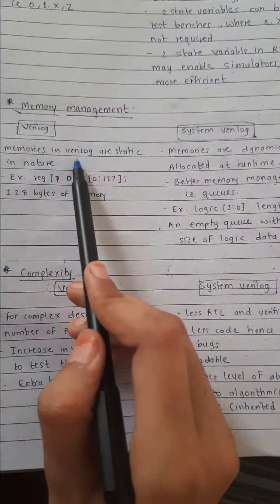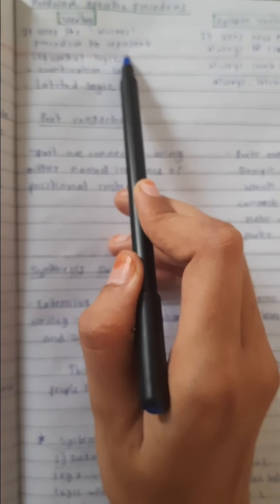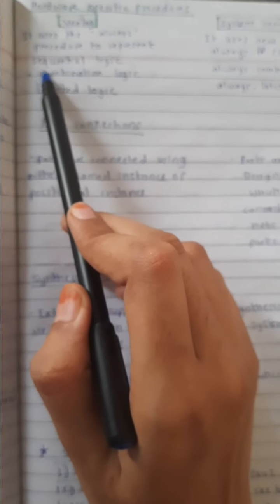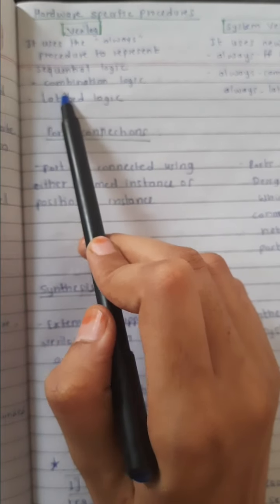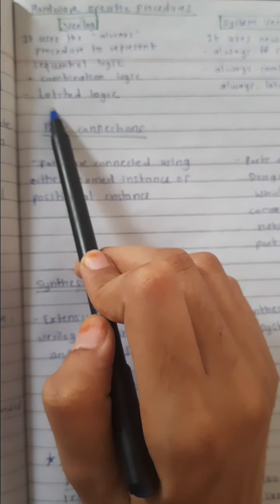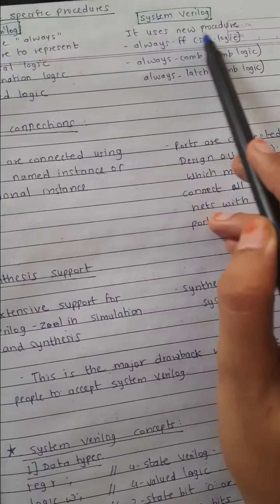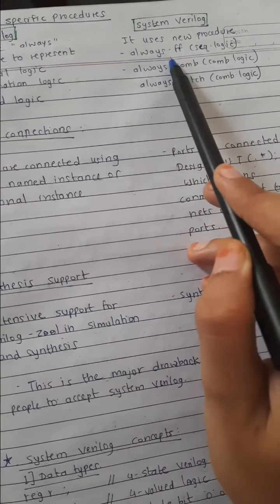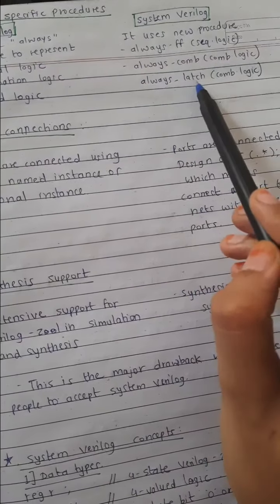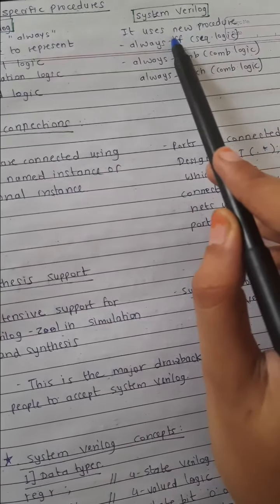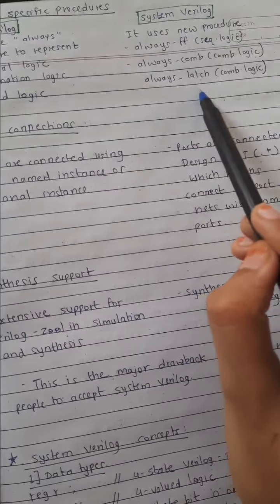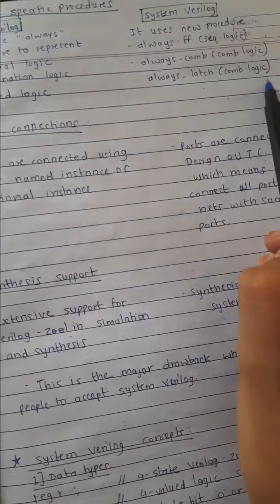Hardware specific procedures. In the Verilog language, it uses the always procedure to represent sequential logic, combinational logic and latch logic. In SystemVerilog, it uses new procedures: always_ff, always_comb, that is combinational logic, sequential logic, and always_latch, which is also sequential logic.